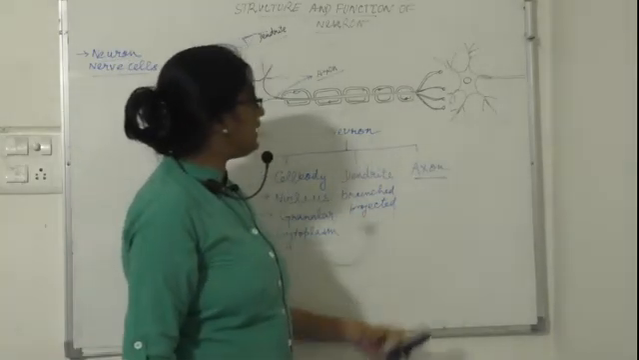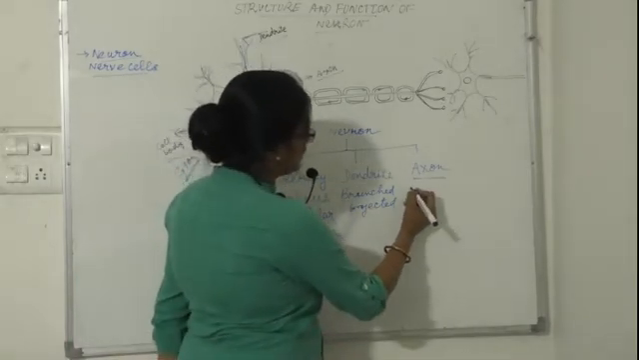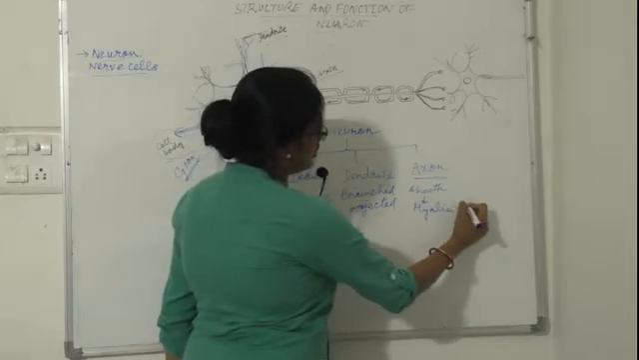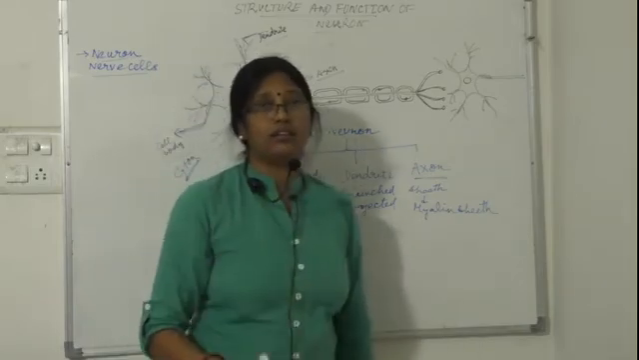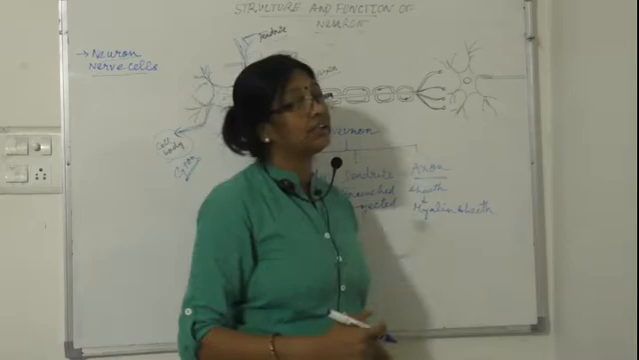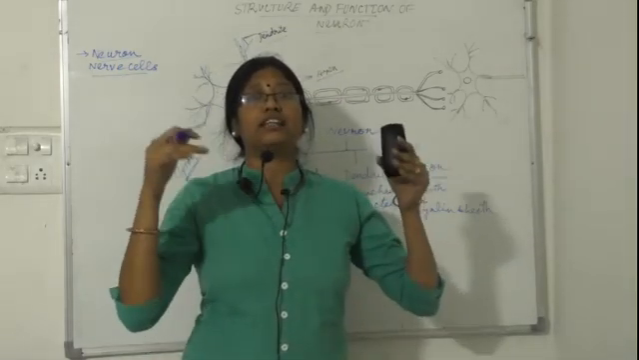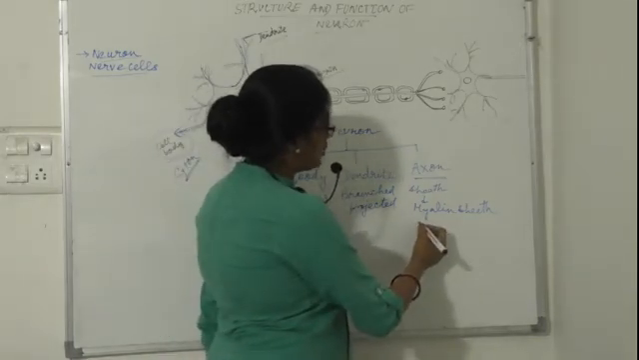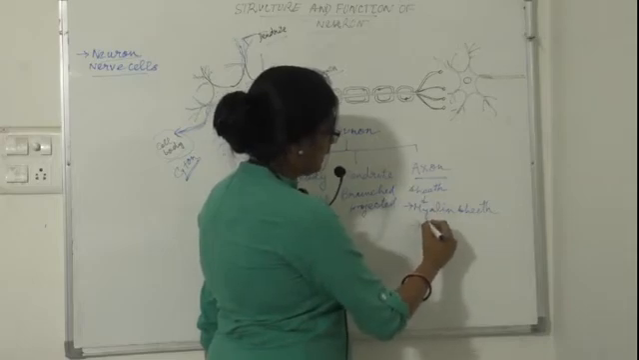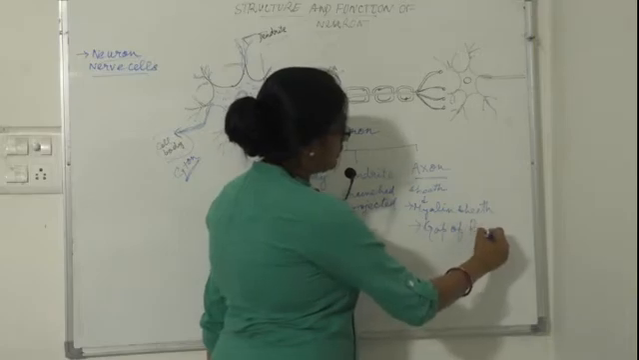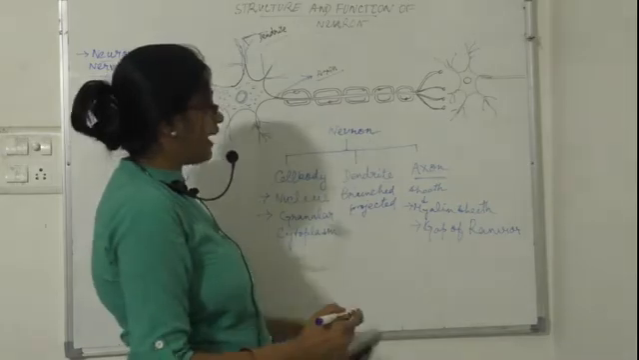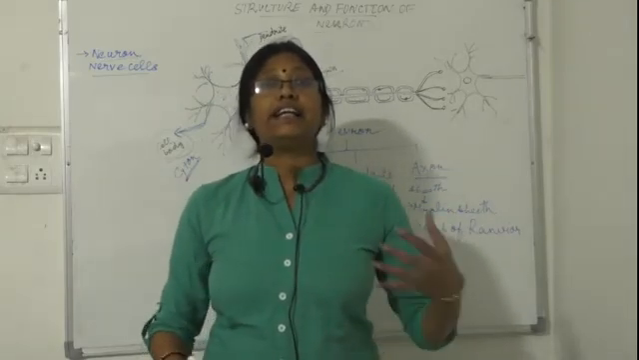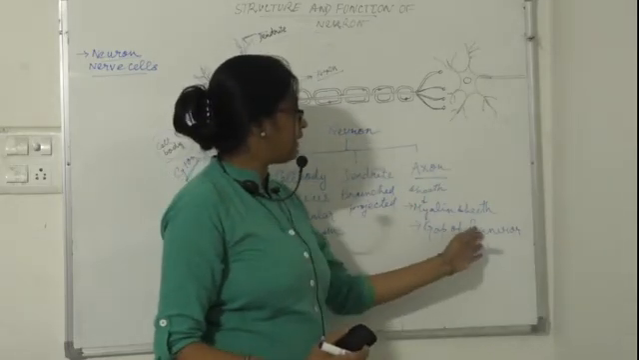So axon is actually having one covering, that is sheath. This is known as myelin sheath. This is very important to send the nerve impulse. There is a gap in between myelin sheaths. This gap is known as gap of Ranvier. You can see there is a gap. This gap is very much necessary for the very intense, very fast nerve impulse. That is, this gap is very much necessary in axon.